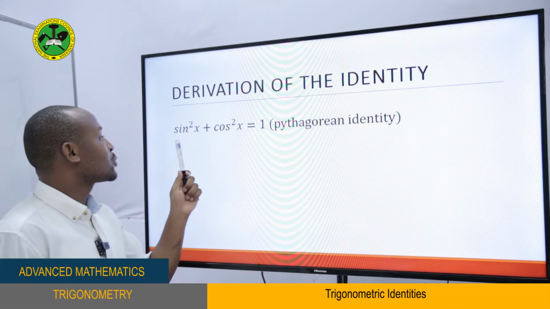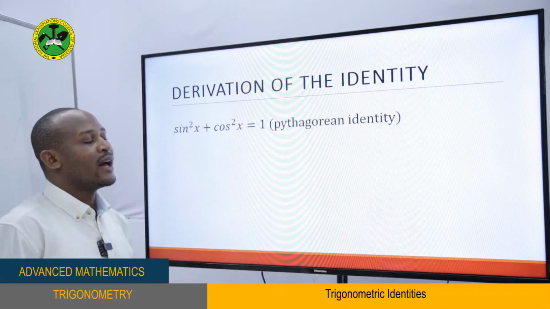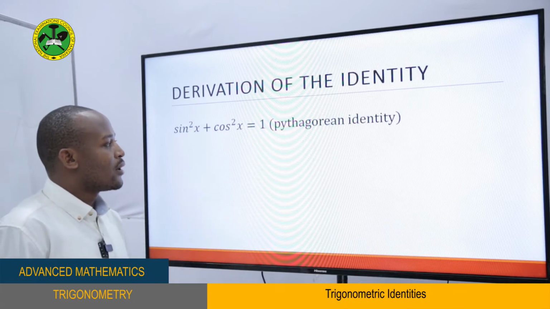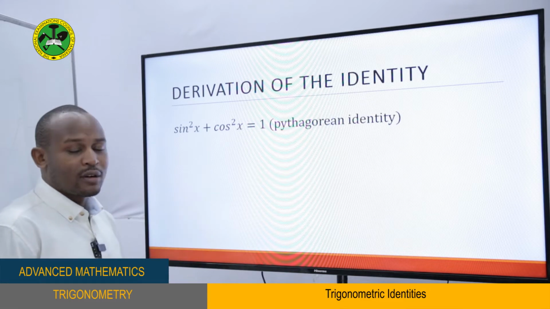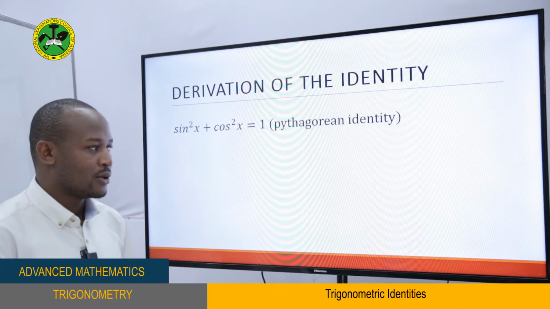So let's derive a trigonometric identity. One of them is sine square of x plus cos square of x is equal to 1, and this is the so-called Pythagorean identity. We have a lot of other Pythagorean identities, but the basic one is that one. So let's derive it and see how it looks.